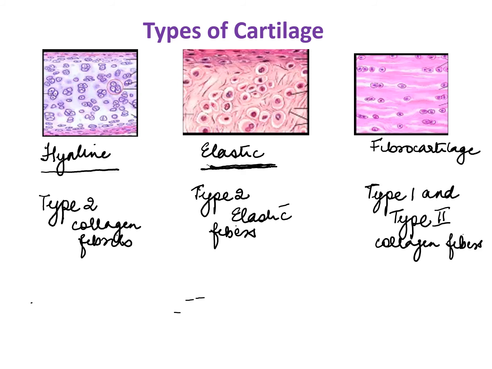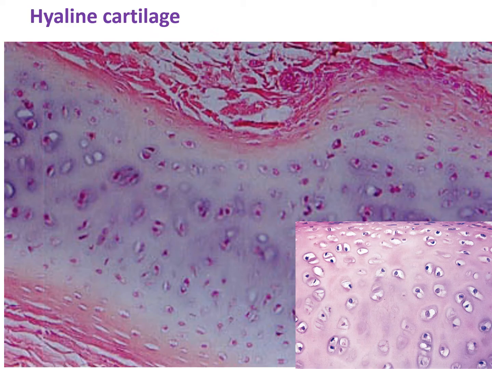And now let's study the histological structure of each one of them, as to how they will appear under the microscope. This is a slide of the hyaline cartilage. The hyaline cartilage consists of an outer layer of perichondrium, which consists of a dense fibrous layer made up of collagen, and an inner cellular layer. The perichondrium separates it from the surrounding connective tissue. The perichondrium is on both sides.